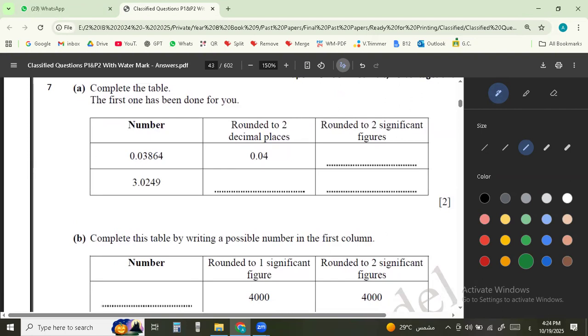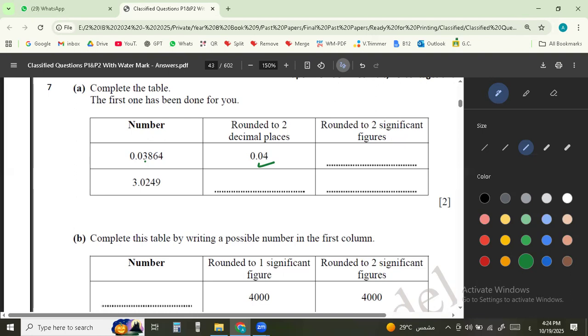Rounding this number to 2 decimal places, I'm going to look for the second decimal place. Here is the first decimal place, here is the second decimal place. Look at the digit after it, it is strong. Then it becomes 0.04. Done.